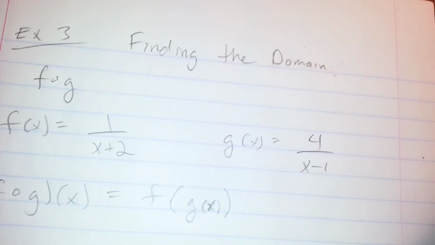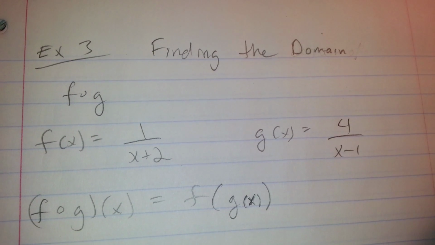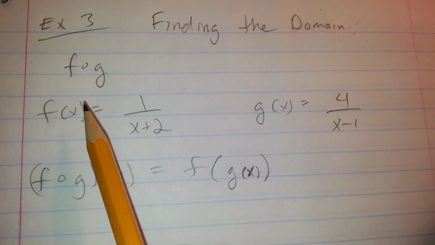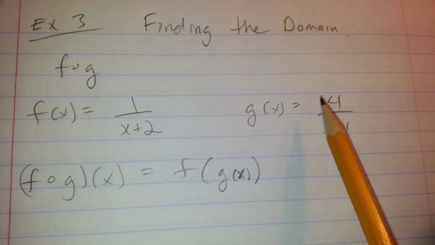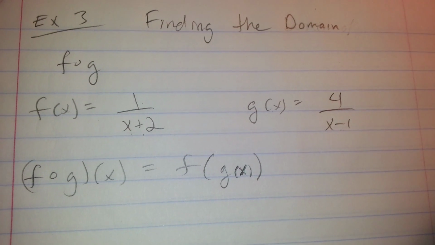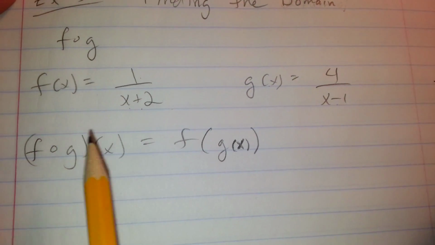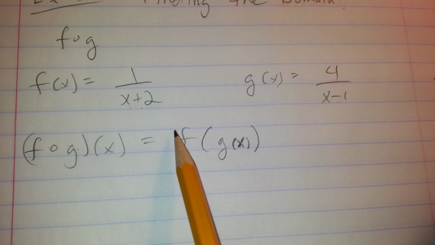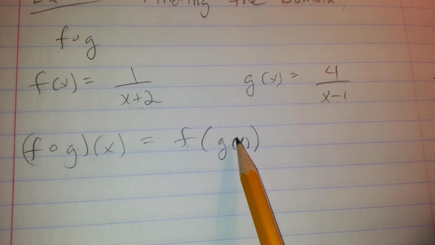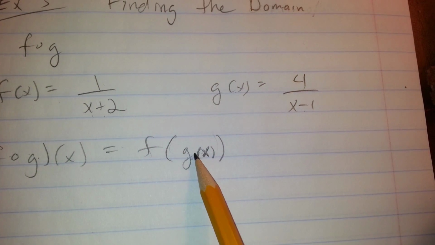All right, now I've got to hurry up here. Here's where it gets tricky, okay? f of x is 1 over x plus 2, and g of x is 4 over x minus 1, okay? So let's just talk about the domain real quick. Remember, in f composed of g, the first function I'm going to deal with is g of x, my inside function. So I've got to worry first about the domain of g of x.